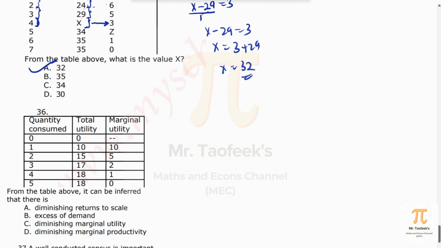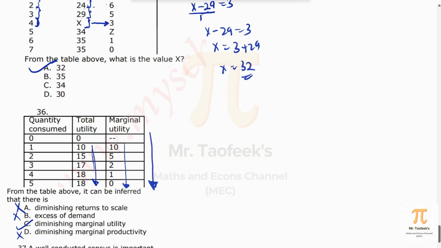Number 36. From the table above, it can be inferred that there is diminishing returns to scale. No, this is in production. Excess demand? No. Diminishing marginal utility. Diminishing marginal productivity? No, diminishing marginal productivity again is in production. Diminishing marginal utility is in consumption, which is utility. The law of diminishing marginal utility says that as more and more units of a commodity are consumed, the marginal utility falls progressively. As you can see, as you're consuming more, your total utility is increasing, but the extra satisfaction from consuming each additional unit is what is reducing.